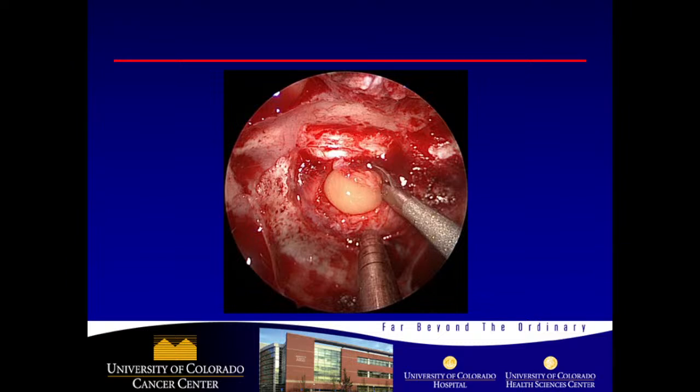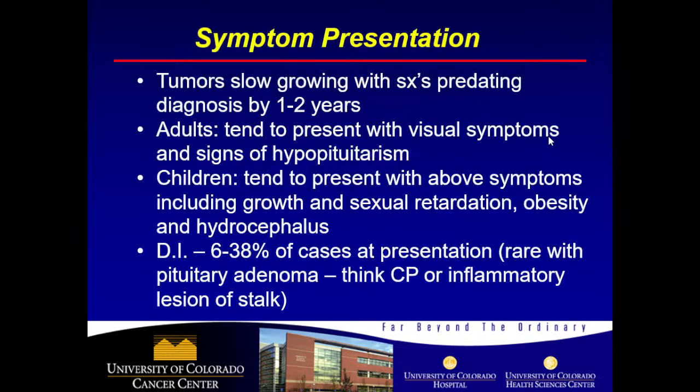So, symptoms at presentation: they tend to be slow growing. Symptoms usually predate the diagnosis by 1 to 2 years. Adults present with visual symptoms and signs of hypopituitarism. Children tend to present with the same symptoms, but also problems with growth retardation and sexual retardation, obesity and hydrocephalus, and this is primarily due to hypothalamic dysfunction.